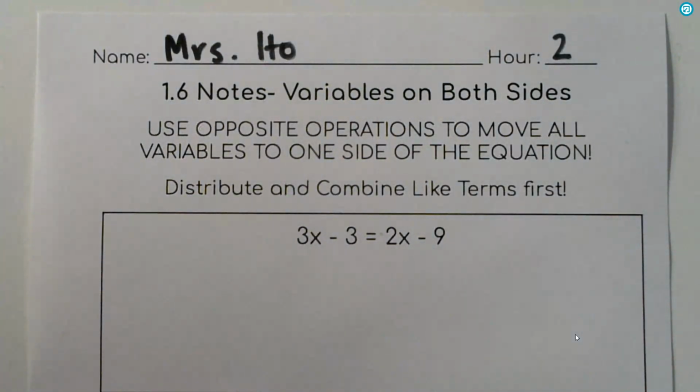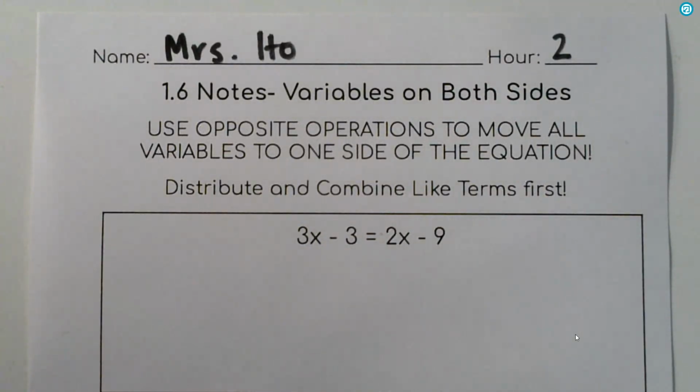You can move everything to the left. You can move everything to the right. And when I say everything, I mean all the variables. So you can move all your variables to the left. You can move all your variables to the right. You can move all your variables, whichever side is going to make it positive.